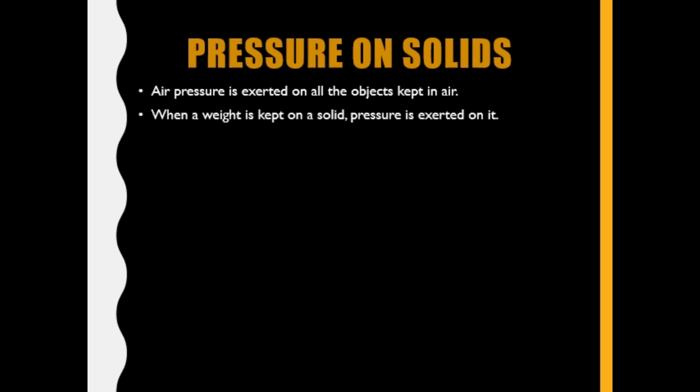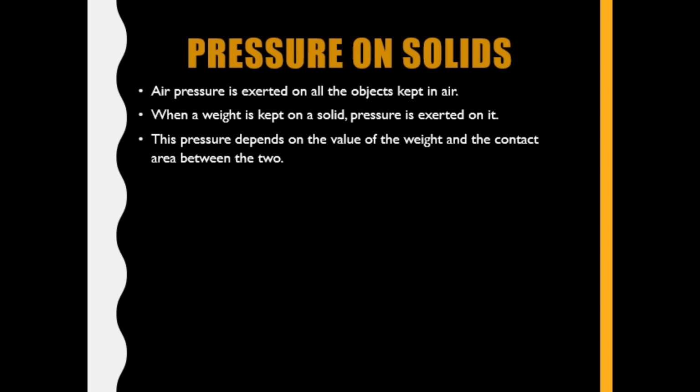Let us learn pressure in detail. Pressure is exerted by all air, water, solid. That is, pressure is exerted by everything. If it is a solid, the pressure is due to the weight of the solid. If it is a liquid or air, it is due to the weight and also its fluid, that is flowing, capacity. We know that we are all surrounded by air. So air pressure is exerted on all the objects kept in the air. When a weight is kept on a solid, pressure is exerted on it due to its weight.